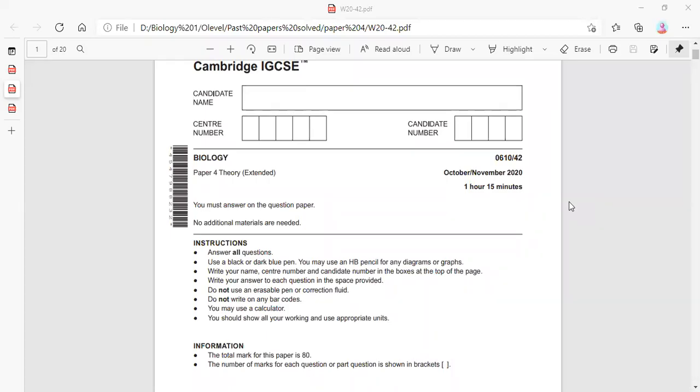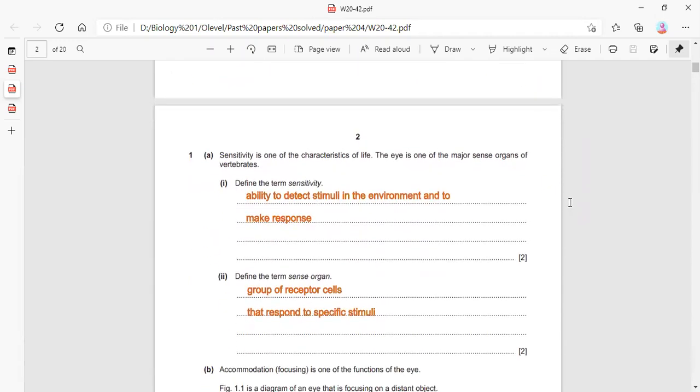Question one. Sensitivity is one of the characteristics of life. The eye is one of the major sense organs of the vertebrates.